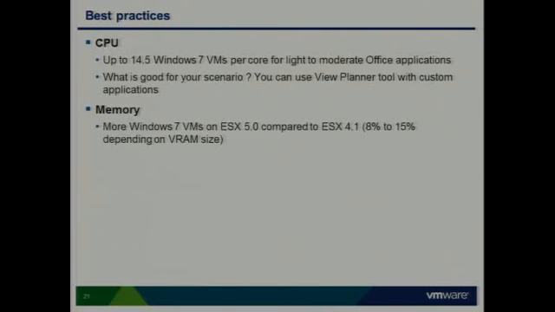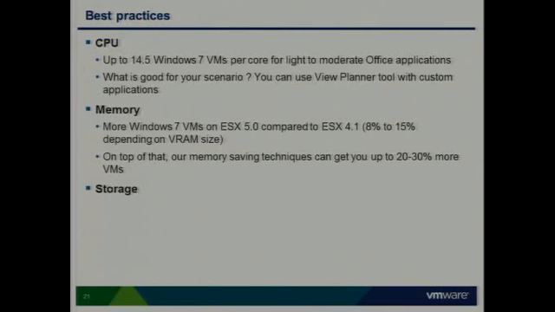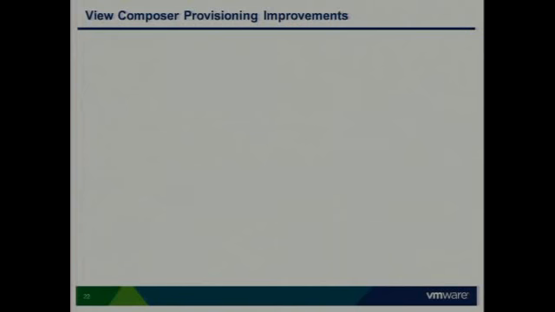With respect to memory, we were able to do significant memory savings in ESX 5.0, like 8 to 15% more. So you can pack more Windows 7 VMs onto the same server now. And on top of that, you can avail of all the memory saving techniques that we have to further overcommit on memory. With respect to storage, you can use SSD data stores to store the replica disks to avail of the high IOPS load during bootstorm and recompose. So that was the platform improvements.